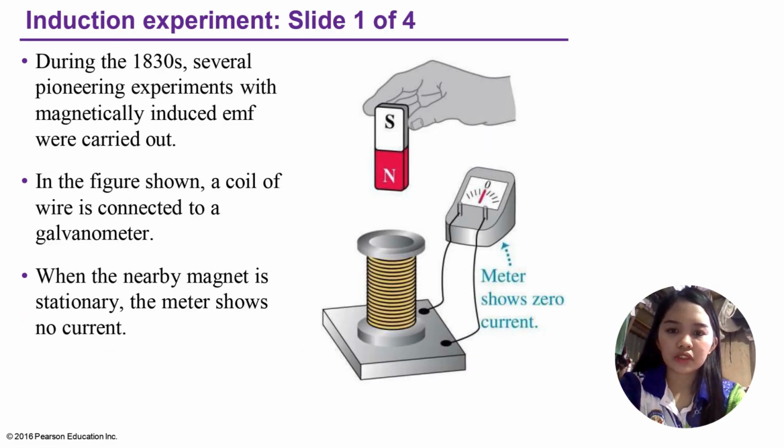In the 1830s, several pioneering experiments with magnetically induced EMF were carried out. Here we see a simple setup. A coil of wire is connected to a galvanometer. When the magnet is stationary, notice that the galvanometer shows no current. This is our baseline.